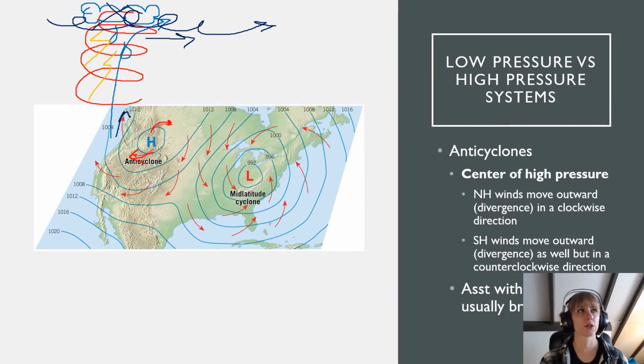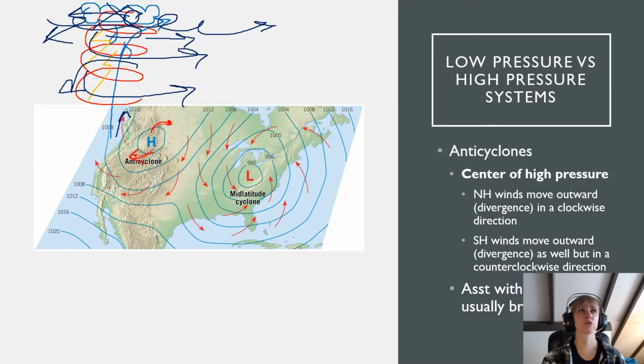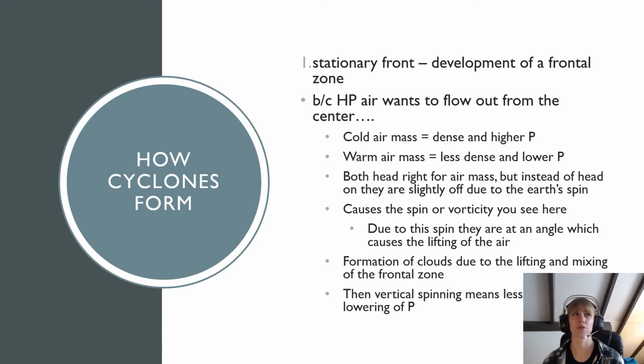So while it's going this way, now it's going to go the opposite direction. Now it's going to move out rather than moving in. And that's where we get our anticyclone. Most of the central U.S. is a low pressure system, with the upper northwest being a high, into Canada being primarily high pressure systems, which is neat. Cyclones form from various ways. So we're going to go over this in the next couple slides.